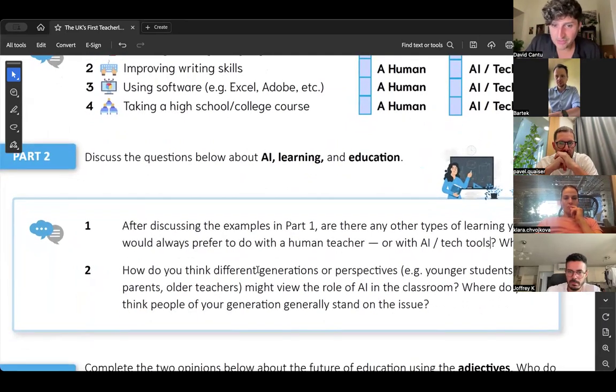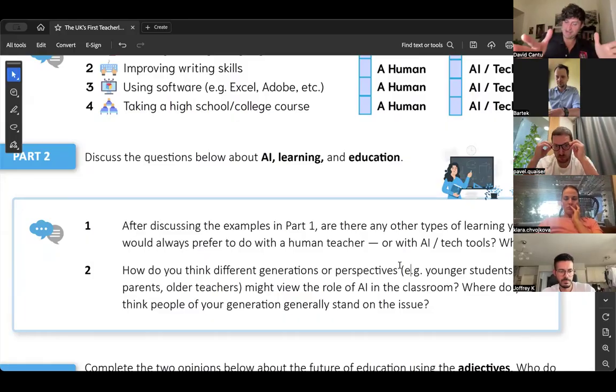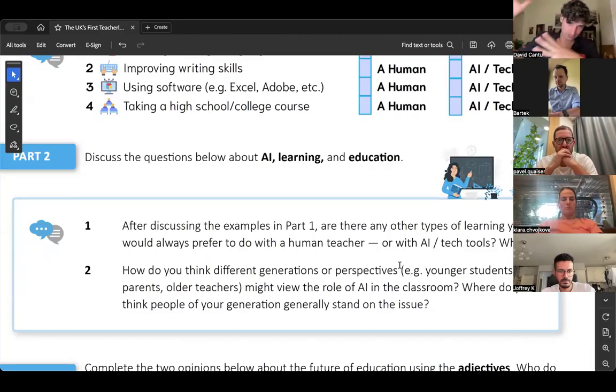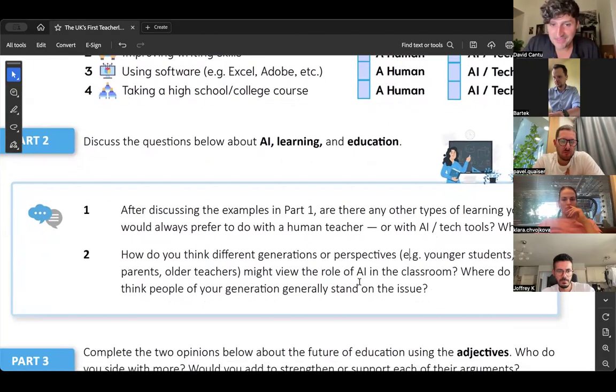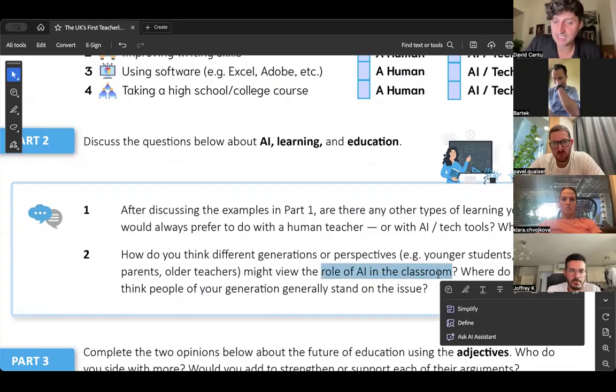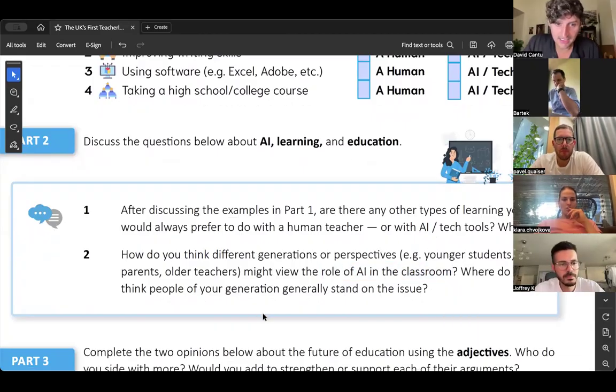And then think about different generations, because it's different. I think all of us are millennials, so we're a unique generation, but I work with older generations, and also with Generation Z and Generation Alpha, and it's completely different. So think about that. What role do you think AI would play in the classroom, according to them? So the role of AI in the classroom, in learning, and where do you stand on this issue?